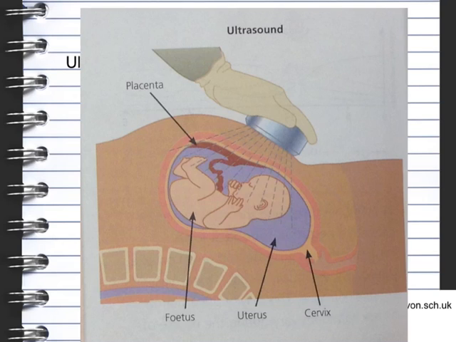Ultrasound, which you're probably more familiar with, sends ultrasound waves, which are sound waves, in through the placenta, and it can get an image back of the fetus. So here we've got the fetus, the uterus in which the baby is developing, and then we've got the cervix here.